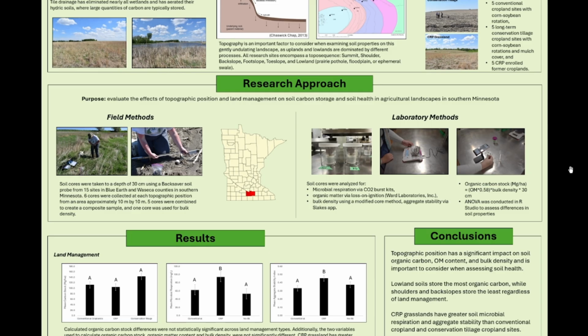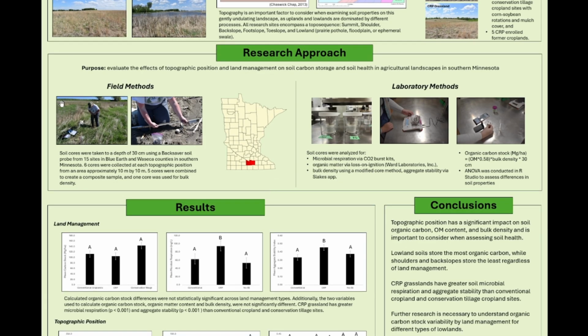For our research approach, we really wanted to evaluate how the natural landscape, or topographic position, and how humans impact the land by managing it, impacted soil carbon storage and soil health in agricultural landscapes in southern Minnesota. For our field methods, the soil cores were taken to a depth of 30 centimeters using a backsaver soil probe from our 15 sites, which are located across Blue Earth and Waseca counties in southern Minnesota, highlighted in red here.